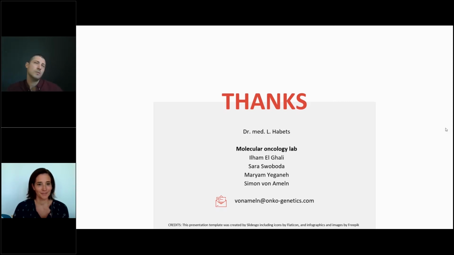Okay, so I would say the library prep and the capture take 1.5 days, and then the MiniSeq runs for approximately 24 hours. Then the data transfer, I would say it's possible in 3 to 4 days. Okay.